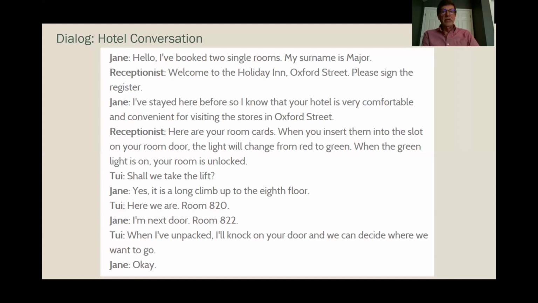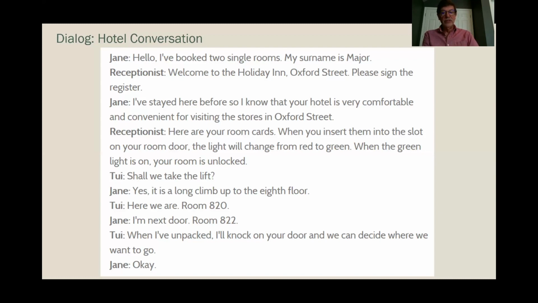Jane: Hello. I've booked 2 single rooms. My surname is Major. Receptionist: Welcome to the Holiday Inn, Oxford Street. Please sign the register. Jane: I've stayed here before, so I know that your hotel is very comfortable and convenient for visiting the stores in Oxford Street. Receptionist: Here are your room cards. When you insert them into the slot on your room door, the light will change from red to green. When the green light is on, the room is unlocked.